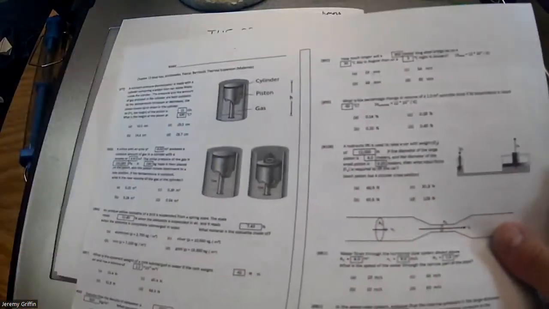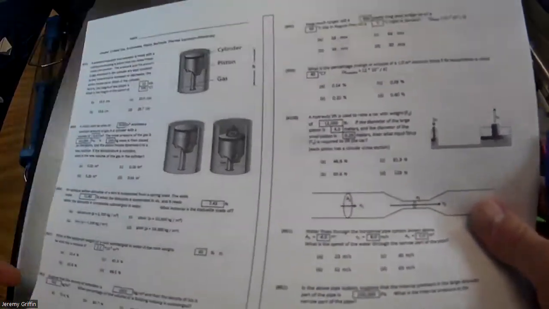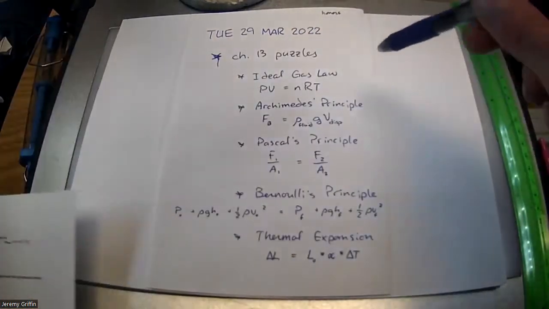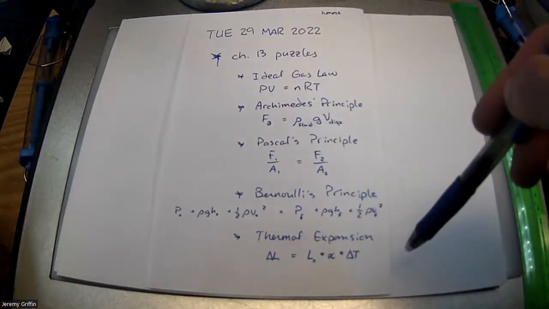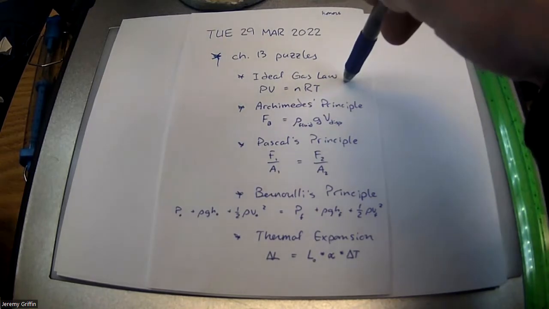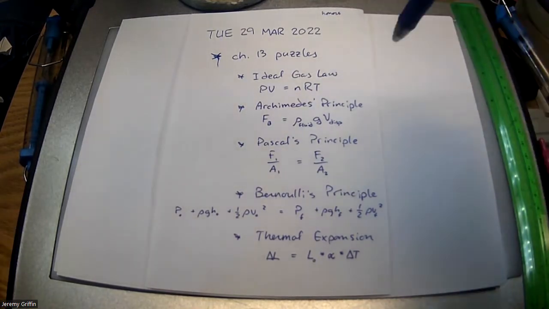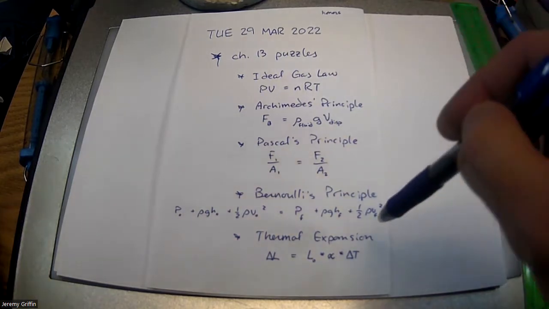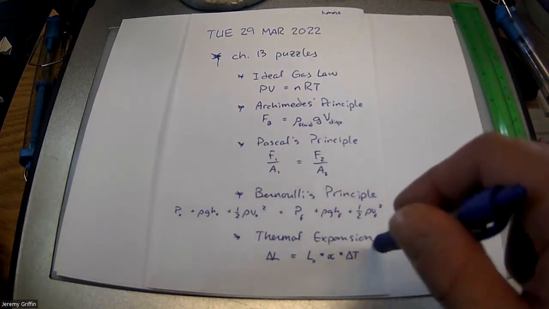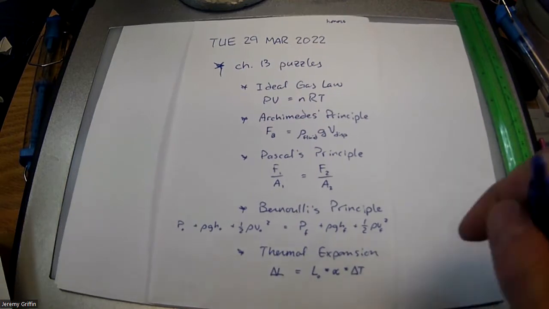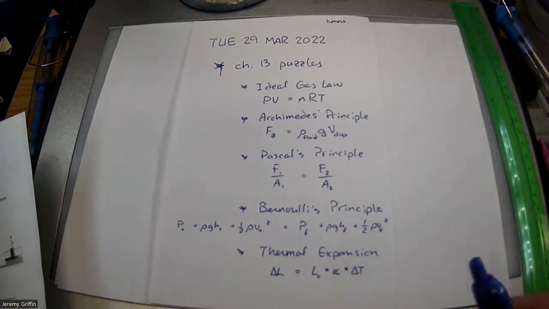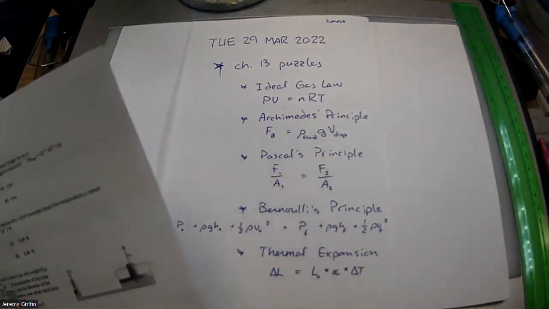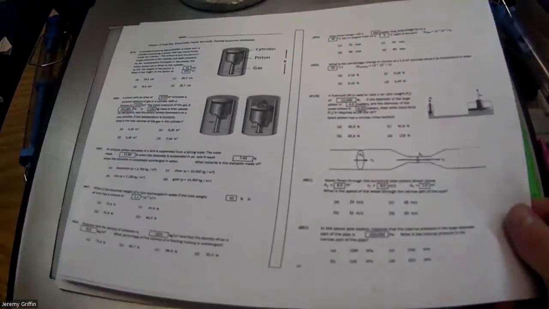So we got these chapter 13 puzzles adapted from your book, and they're going to involve, well, these principles right here. Got ideal gas law on deck. There's Archimedes principle, Pascal's principle, Bernoulli principle. There's some thermal expansion questions. So we've gone over those last few days with the principles themselves, how to solve them. You guys seen some demos. Okay. Now we're going to solve these problems.